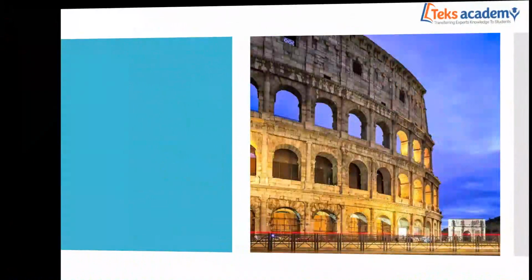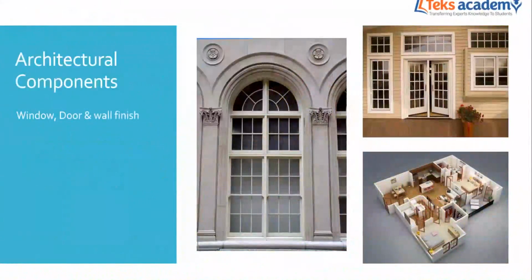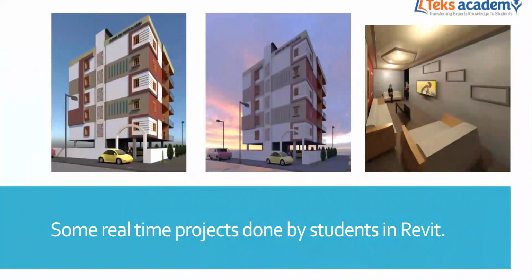Now come to the architectural side. In architectural services we have doors, windows, wall finish. This makes a good and proper visualization of your building. Digitally, we can represent how my building, my home, is going to look in the future. In that image you can observe some render images, some output given by Revit. So just have a look at some real-time projects done by the team in Revit.